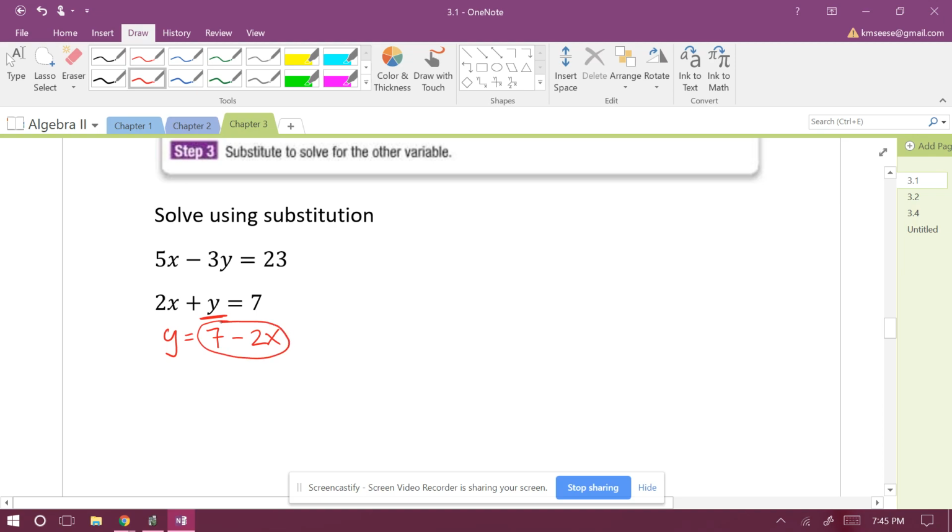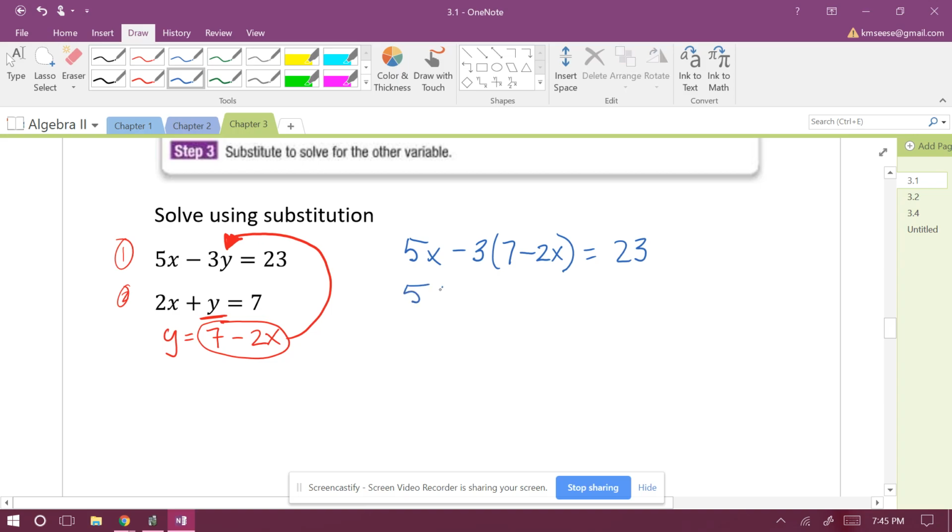I'm going to take 7 minus 2x, and I'm going to plug it in. And be really careful here. You have to plug it into the other equation that you have not used. Right? So I used equation 2 to solve for one of my variables. I then substitute it back into equation 1. So if I substitute that in, I have 5x minus 3 times y being 7 minus 2x, equals 23. And what I now have is an equation all in x.